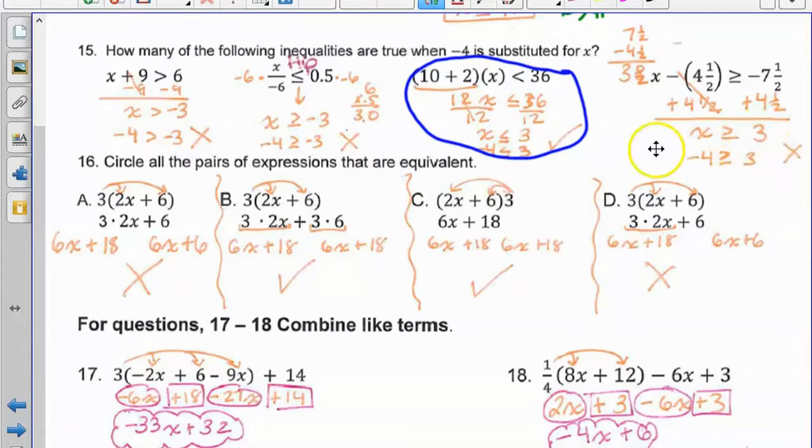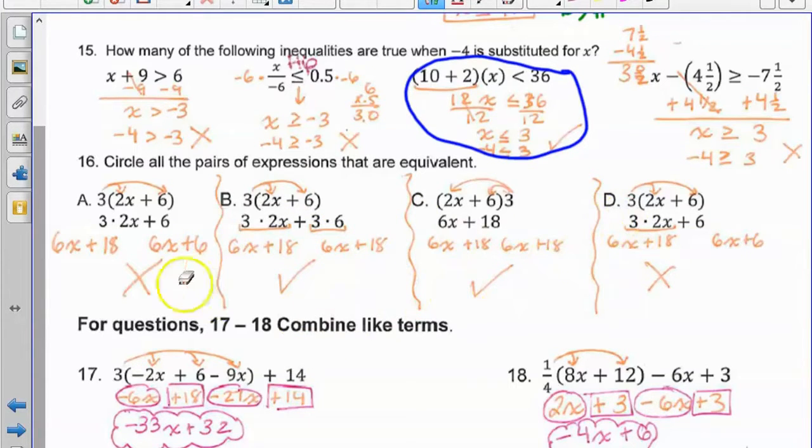Okay. Alright, 16. You had to choose which ones were equivalent. Anytime a number is right next to the parentheses, I distribute. 3 times 2 is 6x. 3 times 6 is 18. 3 times 2 is 6x plus 6. These two are not the same. Distribute. Combine like terms. So I put each one after I combine and do my like terms.